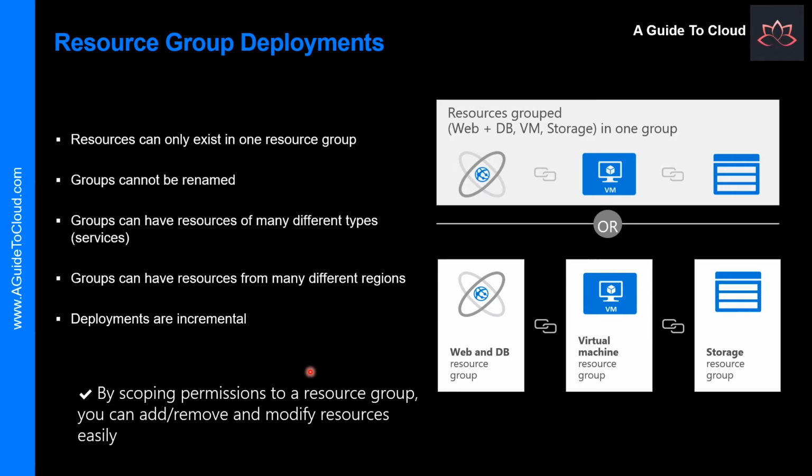So there are some important factors to consider when defining your resource group. All the resources in your group should have the same life cycle. You deploy, update, and delete them together. Each resource can only exist in a single resource group. I'm sure you're aware of that. So please note that by scoping permissions to the resource group, you can add, remove, and modify resources easily without having to recreate assignments and scopes.